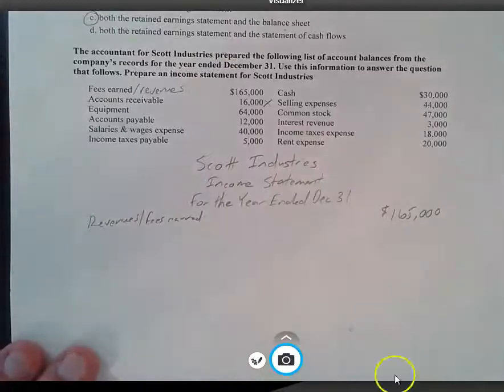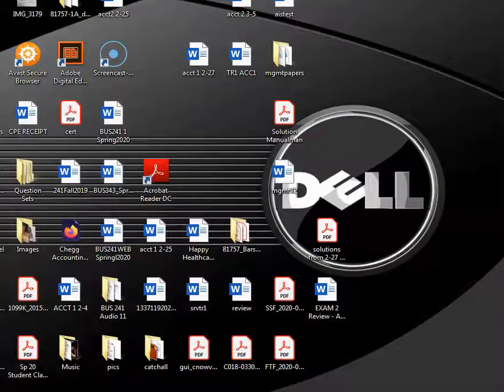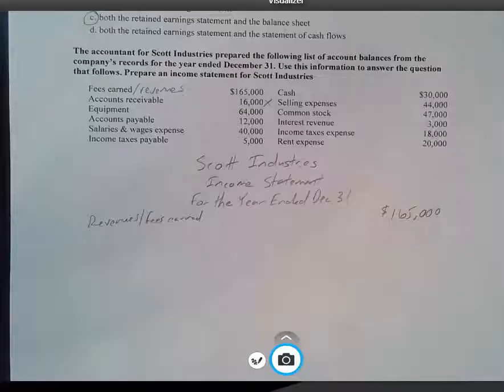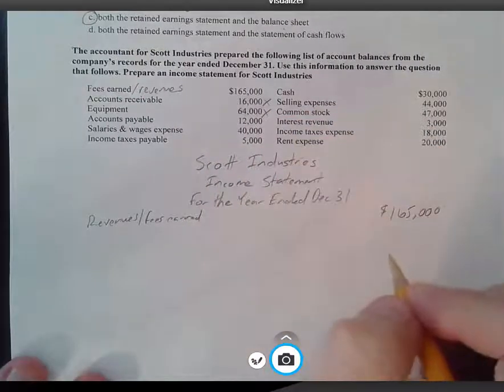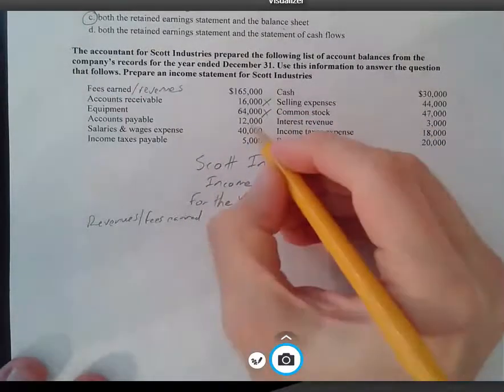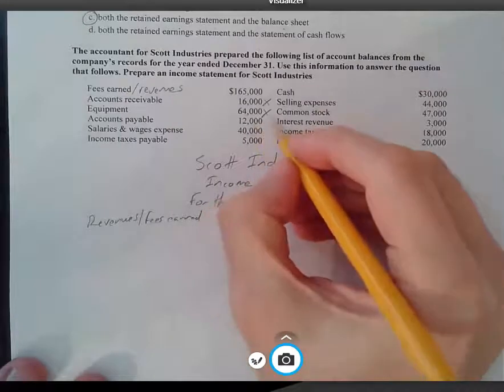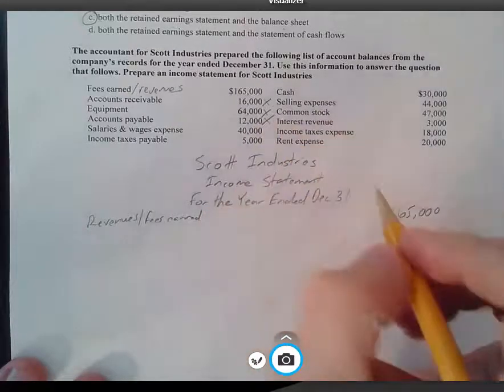Equipment, get this out of the way. Equipment is a long-term asset on the balance sheet. Accounts payable is a current liability on the balance sheet. We do not need it.